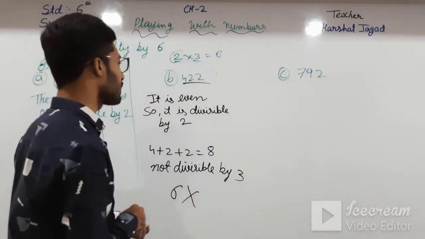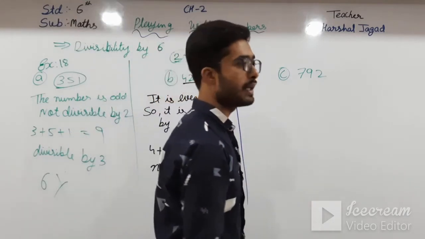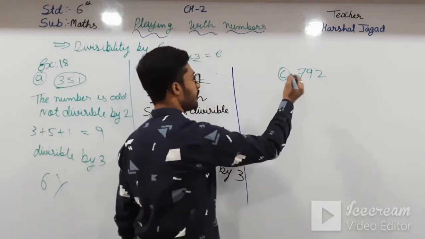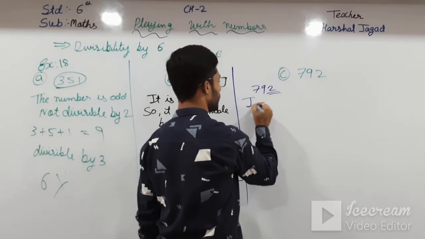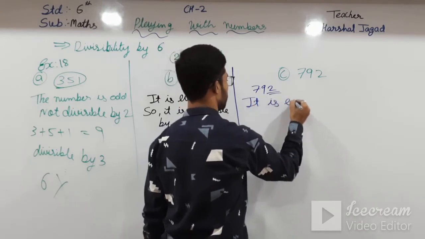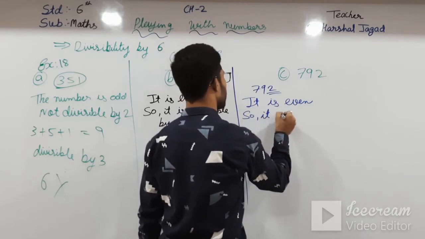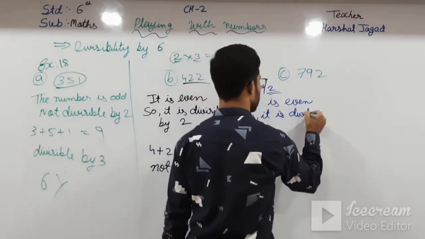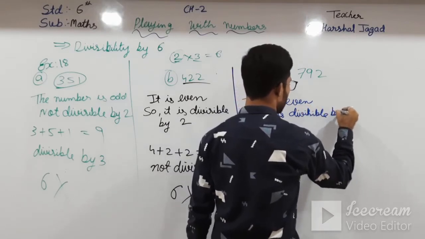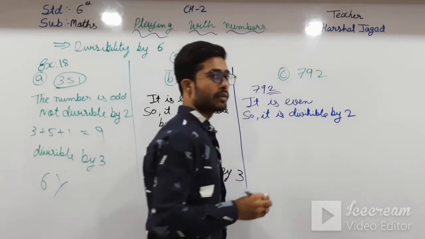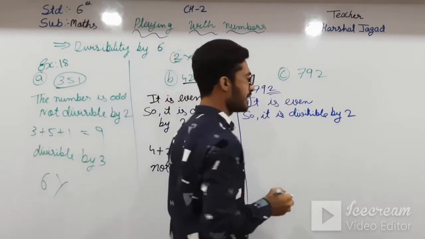Now moving towards the third one, let us see whether it is divisible by 6 or not. So first of all, yes, it is even number, so it is divisible by 2. So it is divisible by 2. Why? It is even number. So it is divisible by 2.